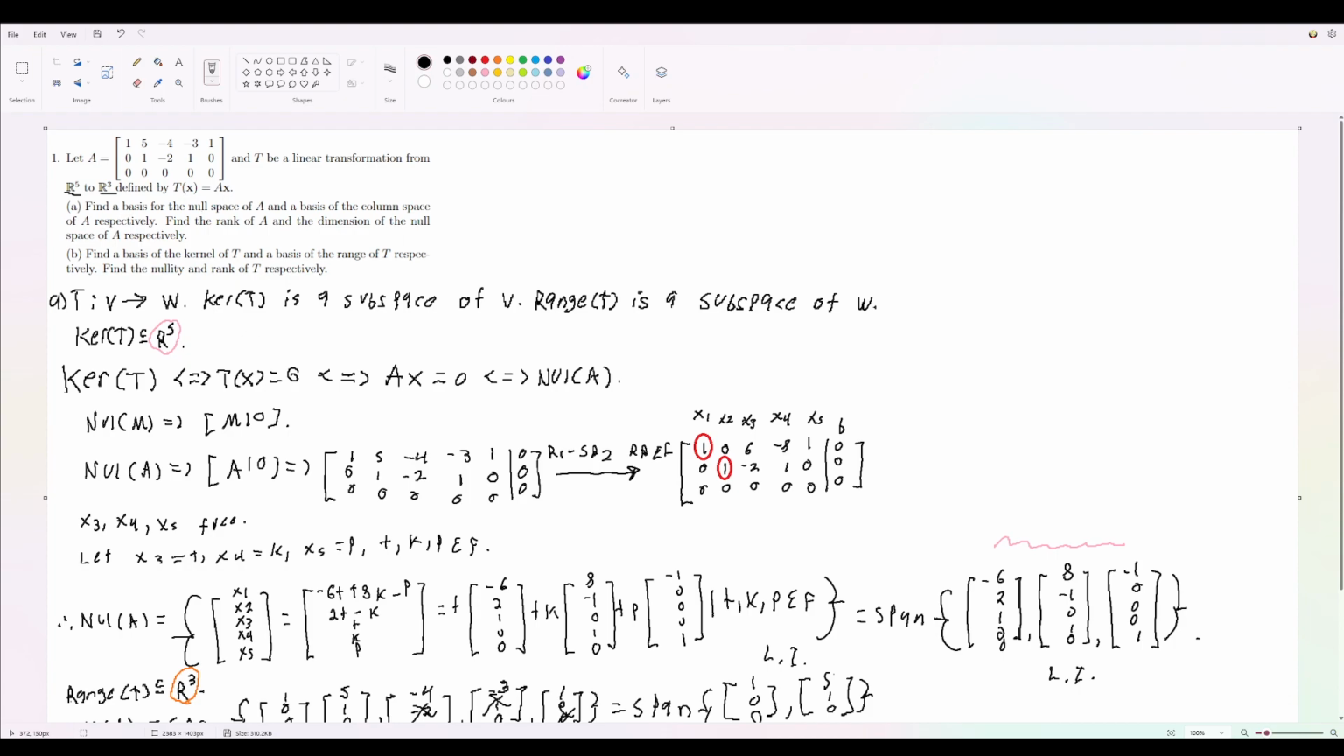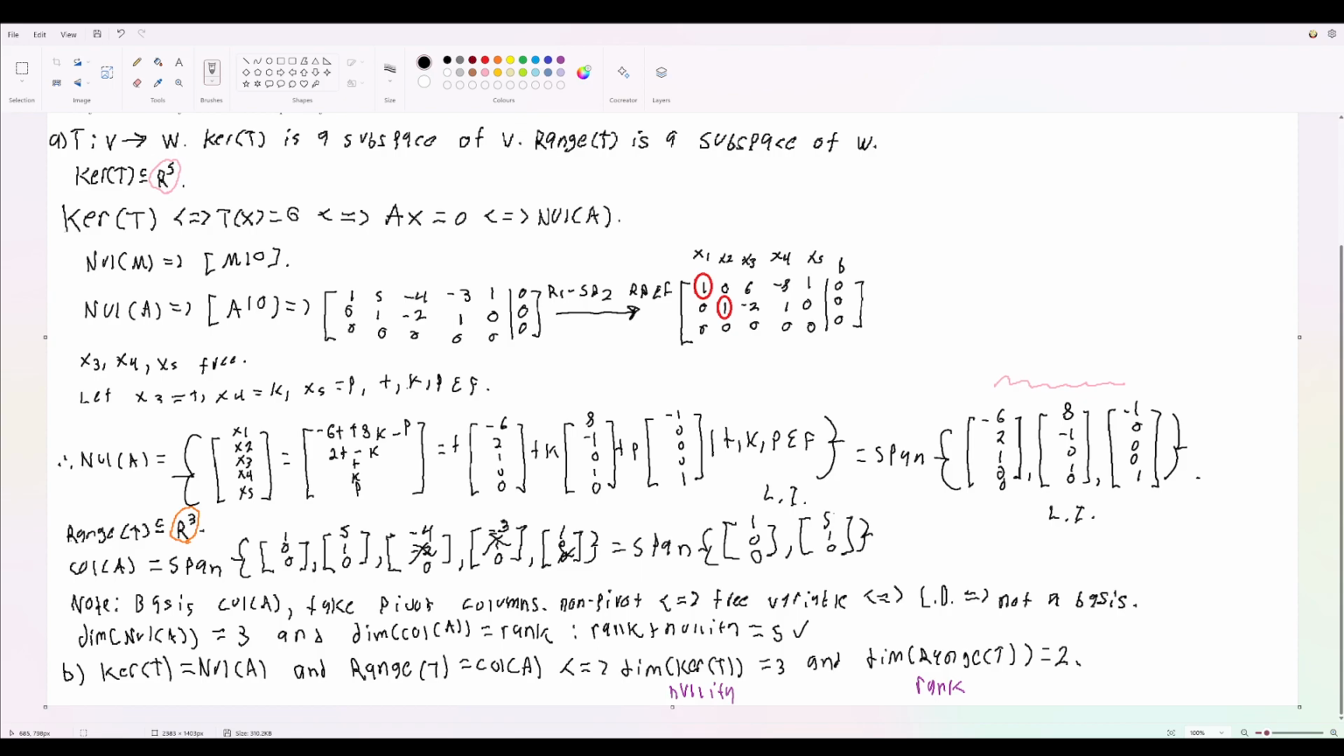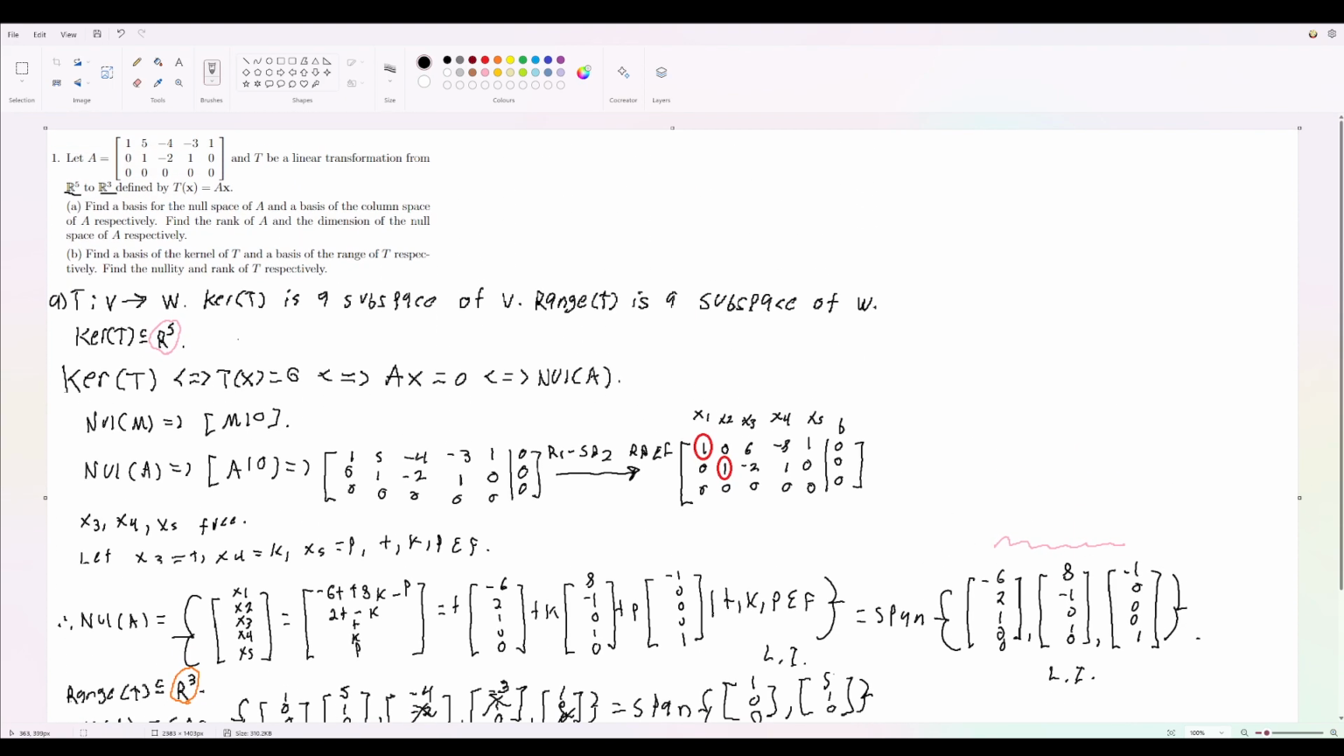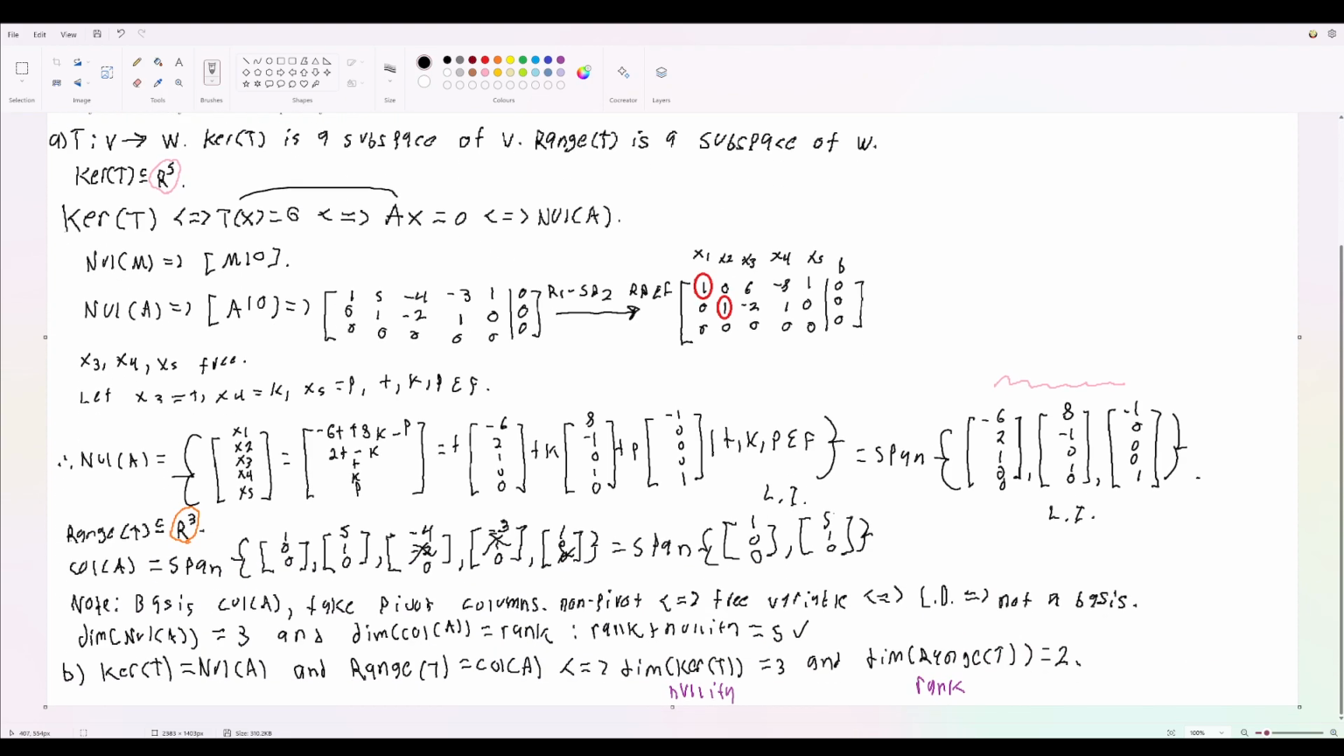So find a basis for the null space of A. Since both questions are asking for the kernel, range, null space, whatever, I can just use my previous solution. It's pretty much the exact same. But anyways, kernel of T implies that we're going to have T of X equal to 0, which implies that AX equals 0 because T goes to A here, right? Which by definition is going to be the null space of A. Right, we have the null space of some matrix goes to that matrix equal to 0. So the null space of A is just going to be AX equals 0.